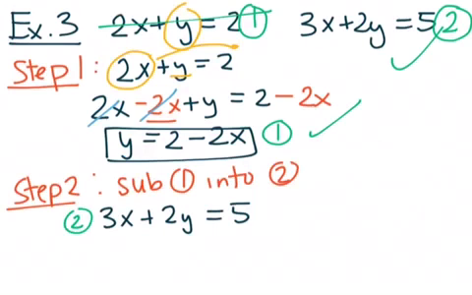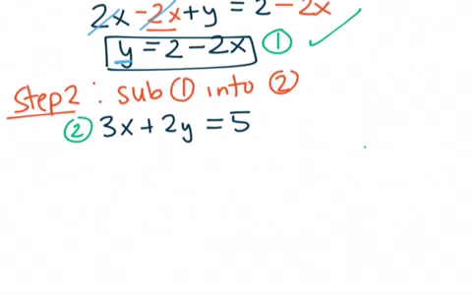What that means is, here's 1, and every time I see a y, I'm going to substitute it for 2 minus 2x. That's what this equation is saying. This equation is saying that y is equal to 2 minus 2x, so I'm going to do that. So every time I see a y now in this equation, I'm going to write 2 minus 2x.